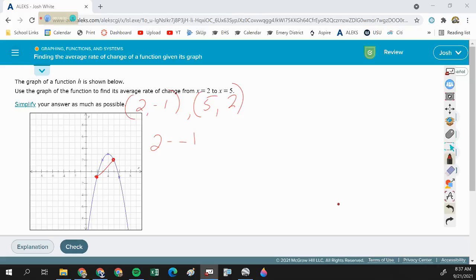2 minus -1 over 5 minus 2. That gives us 3/3, which is 1. And you can see that up 1 over 1, up 1 over 1, up 1 over 1. It's just the slope. So the average rate of change is just the slope between the starting point and the ending point.